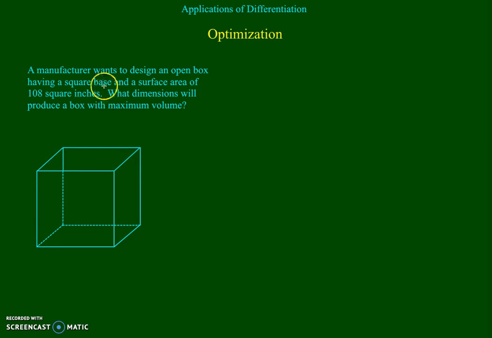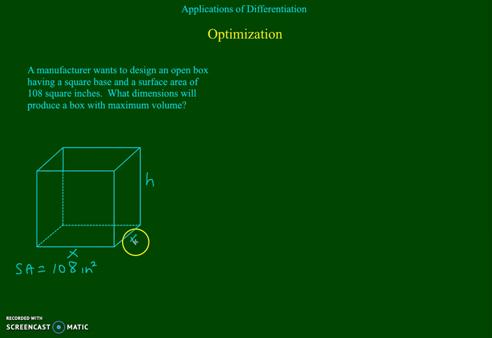So here I have a box, and the box is open-ended. You can see that there's no hidden line removal here. So the box has an open top, and we know that our surface area is going to be 108 square inches. So we'll put that down. We know that this box has a square base, so I'm going to create the variable x representing the side length, and we don't know what the height's going to be, so I'm going to just make that h. So h is the height of the box, and we have a square base.